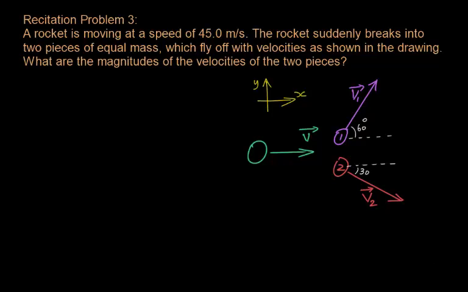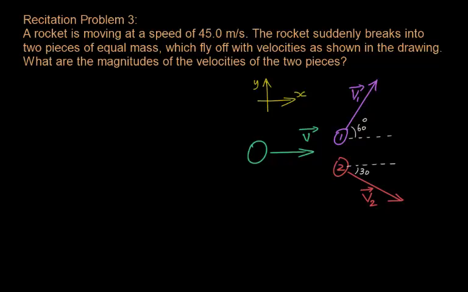Recitation problem 3. A rocket is moving at a speed of 45.0 meters per second. The rocket suddenly breaks into two pieces of equal mass, which fly off with velocities, as shown in the drawing. The question is, what are the magnitudes of the velocities of the two pieces, V1 and V2?